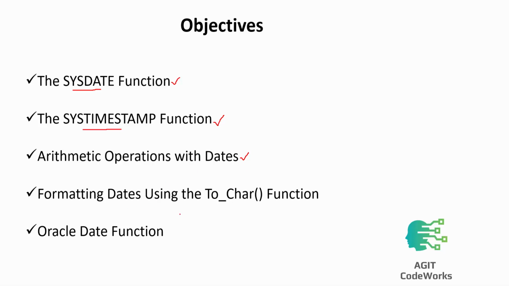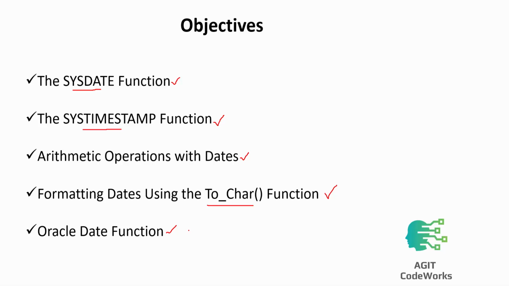Then we will talk about how to format dates using the TO_CHAR function. You might want a date to appear in a particular format, for example 24th December 2005, with the month spelled out instead of the usual number format, or whatever format you want a date to appear in. Then we are also going to talk about the Oracle date functions. It's more than one function.